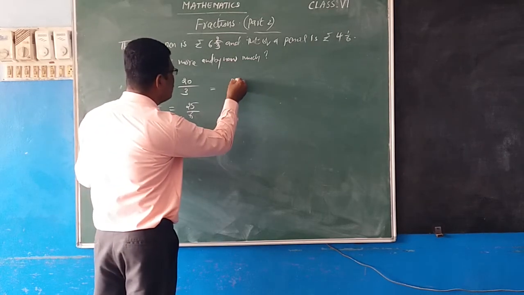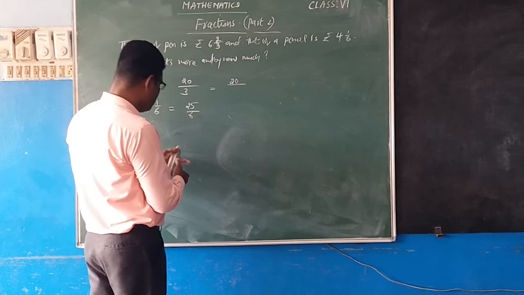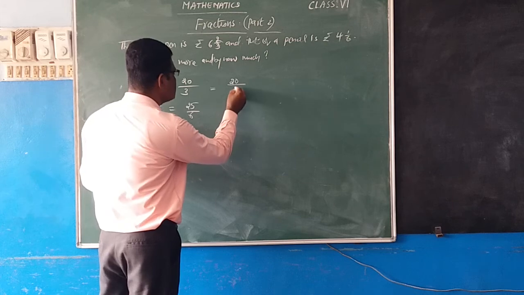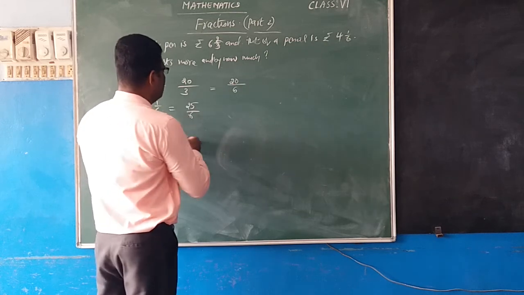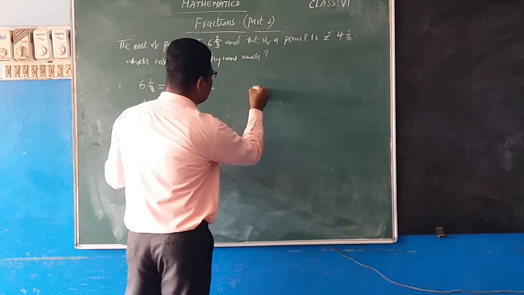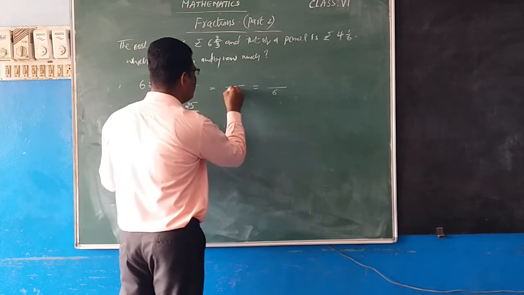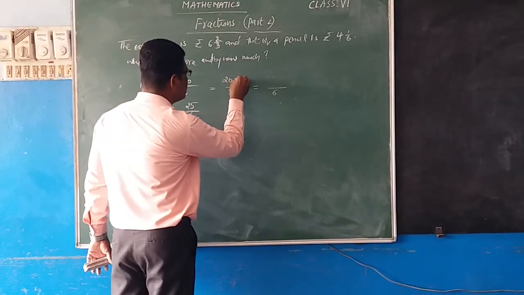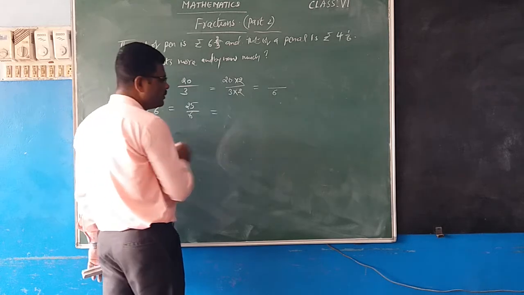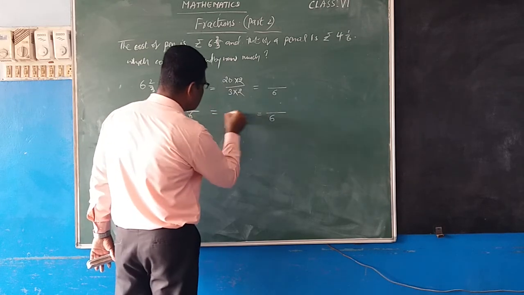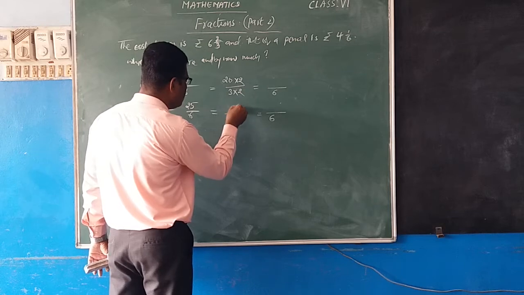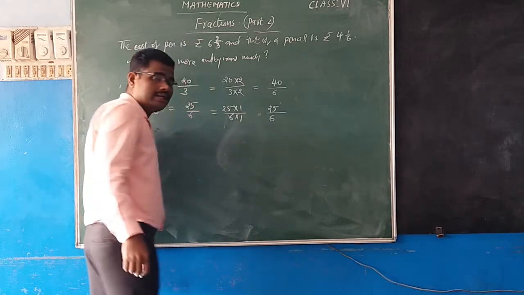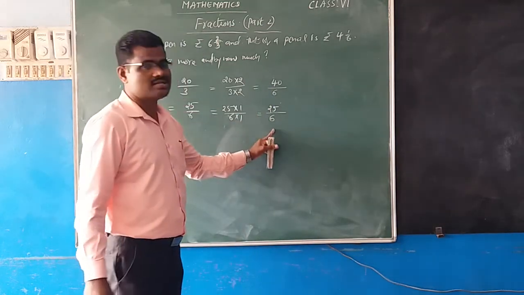Now let's write into the form of like fractions. So what is the LCM of 3 and 6? The LCM of 3 and 6 is 6. So we need to keep it in the form of 6. For 3, what do we need to multiply? We need to multiply 2. For the numerator also multiply 2. We understood? Already 6 is given, multiply 1, here also 1, so it is 25. This is 40. Now we can say, as like fractions, which is greater?